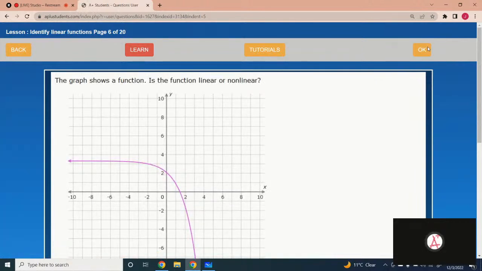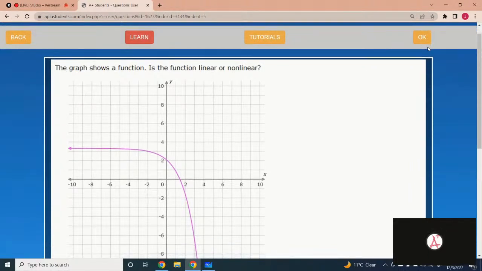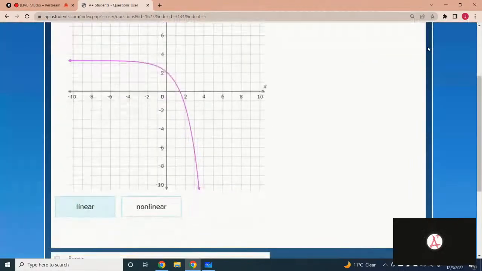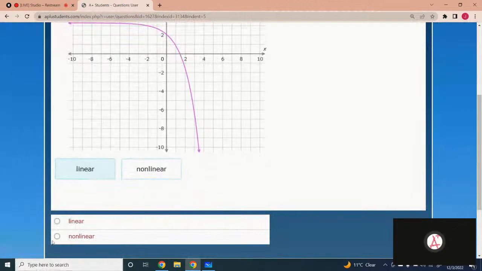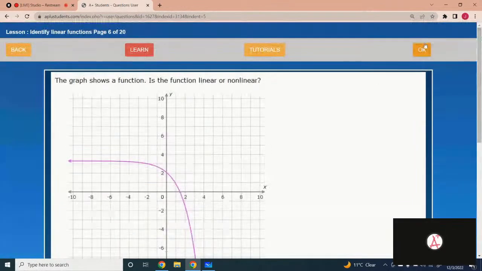Okay, the graph shows a function. Is the function linear or non-linear? So which is the correct option? It is a non-linear function. Got it? So the graph is non-linear. Just select the correct option and click on the OK button. Okay, the graph shows a function. Is the function linear or non-linear?